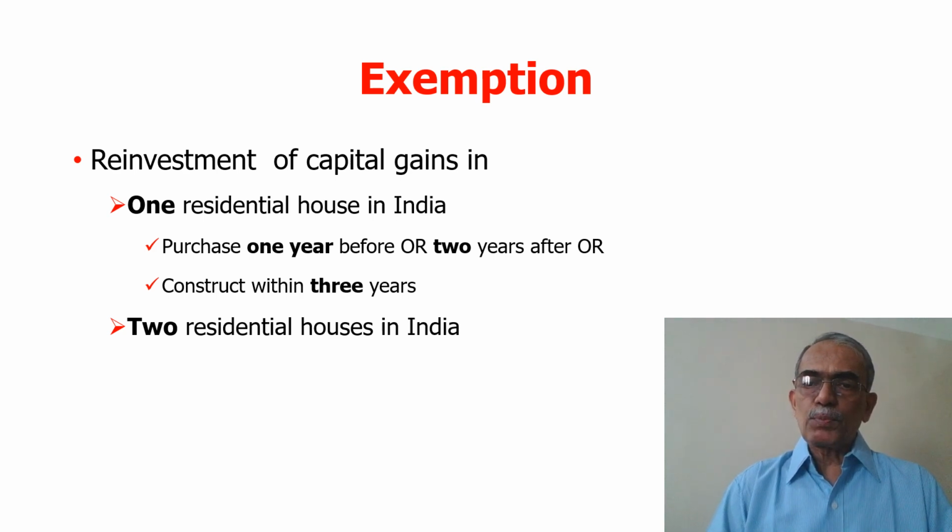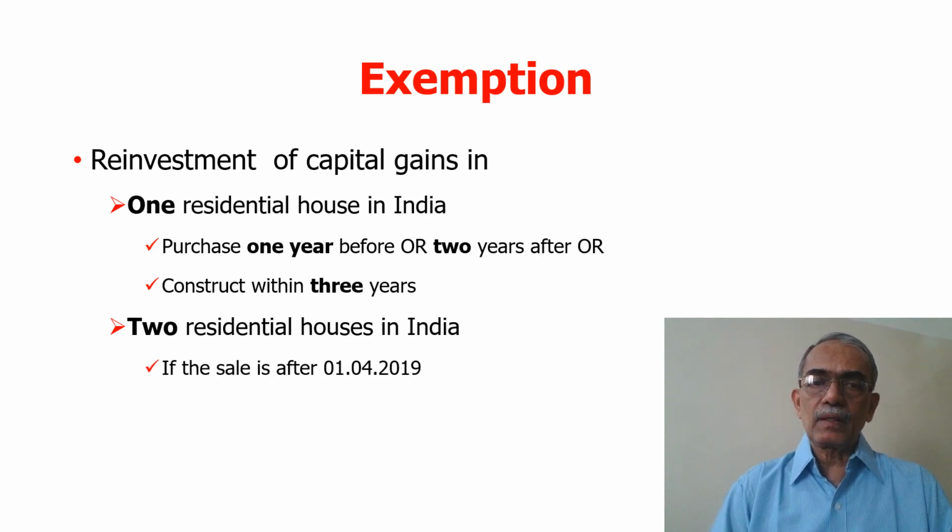Now recently an amendment has been brought in to allow a certain benefit: reinvestment can be made in two residential houses instead of one house. This is only if the sale is made after 1st April 2019. In other words, any sale of a residential house subsequent to 1st April 2019 would be eligible for this benefit. That is, I can reinvest the capital gains in two residential houses. For all sales prior to 1st April 2019, the benefit can be claimed only if it is invested in one residential house.